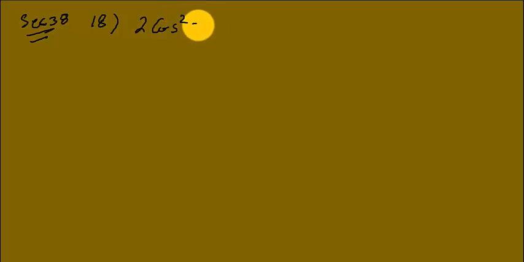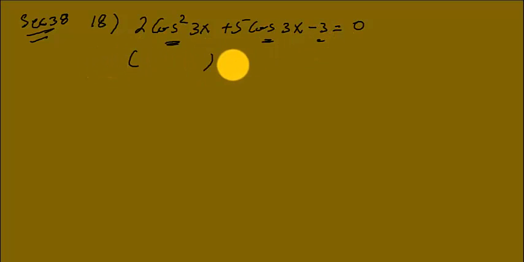Sine squared of 3x plus 5 cosine of 3x minus 3 is equal to 0. We're solving for x. So, if you notice, this is a quadratic. So this can be factored. So I'm going to factor this. Hopefully, it can be factored.